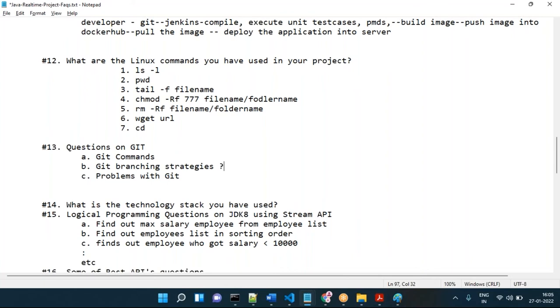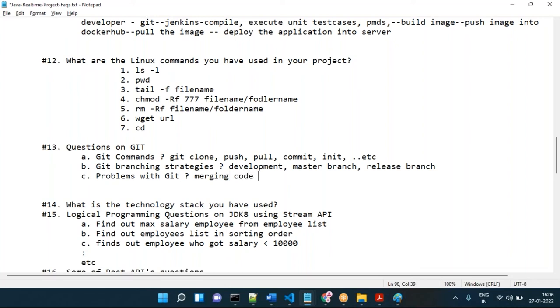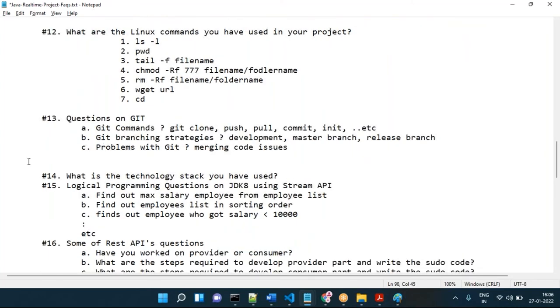You have to explain, in our project we have a development branch, a master branch, and a release branch. How the process works, you need to explain. So many Git commands are there: git clone, git push, git pull, git commit, git init. You have to explain all these Git commands, team. Then the problems you may be asked about: while merging the code, merge conflict issues. You have to explain these problems, team.